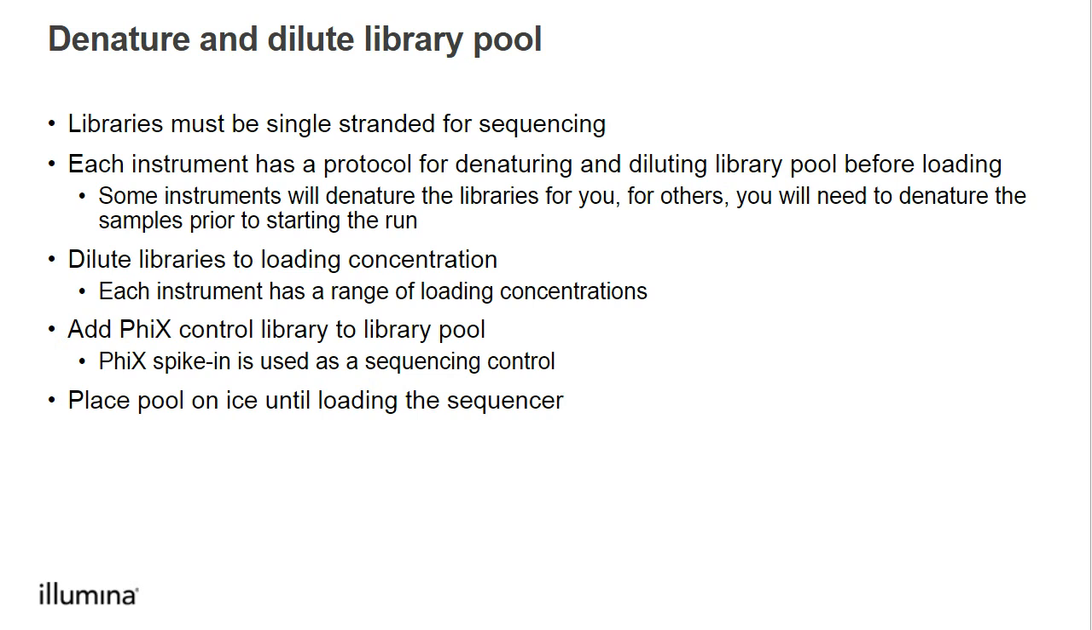We may add the PhiX control library to the pooled sample libraries as well. PhiX is a whole genome library prepared from a viral genome. And if PhiX is included in the sequencing run, we can calculate some additional run metrics. This workflow does vary a bit from sequencer to sequencer, so it is super important to follow the steps outlined in the guide for the specific platform that we're using.